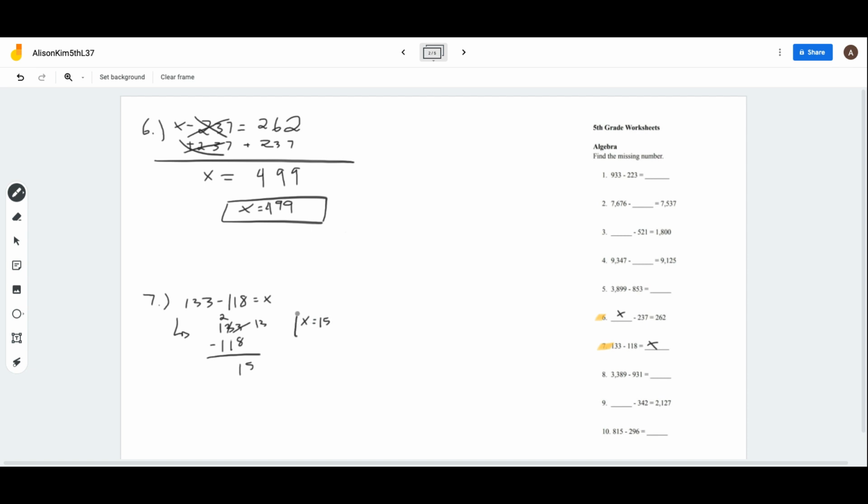To check your answer for number 6, you can actually subtract 237 from 499, and you should get 262. As for number 7, you can add 15 to 118, and you should get 133 for your answer.